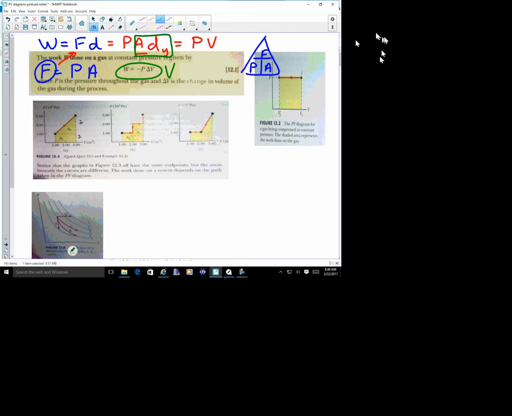Okay, so the pressure is throughout the whole gas, and the change in volume of the gas during the process. Now you're going to have all these PV diagrams that you see down here. And if you notice this first one here, you just have a triangle. And since you have pressure on the y-axis and volume on the x-axis, if you find the area under the curve here, so that gold area, that will end up representing the work done. So let's just look at this one over here on the right-hand side where I put the big triangle. If I want to know the work done on this particular gas, I'm going to take negative P times delta V.